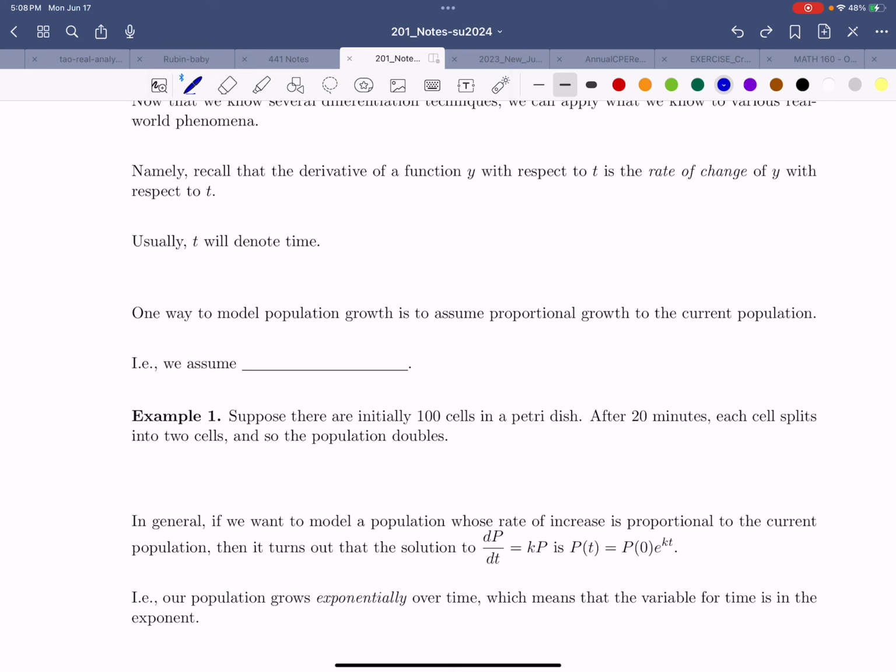So the way that we assume this is, if we let t equal the time and let P of t equal the population at time t, then we can assume that dP over dt, the rate of population growth over time, is proportional to the population at that moment.